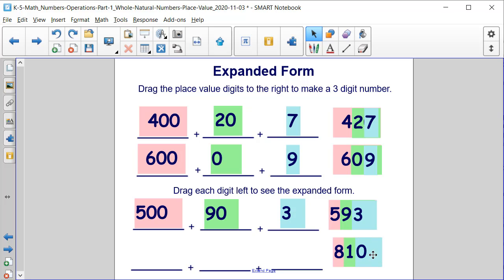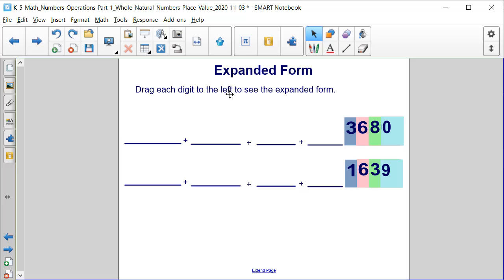Now let's use the same strategy with the bottom example, 810. So the 8 is in the hundreds place, so it represents 800. The 1 is in the tens place, so it represents 10 since there's only one of them. And the 0 represents the ones column, and there are 0 ones there. So 800 plus 10 plus 0 can be used to represent the number 810.